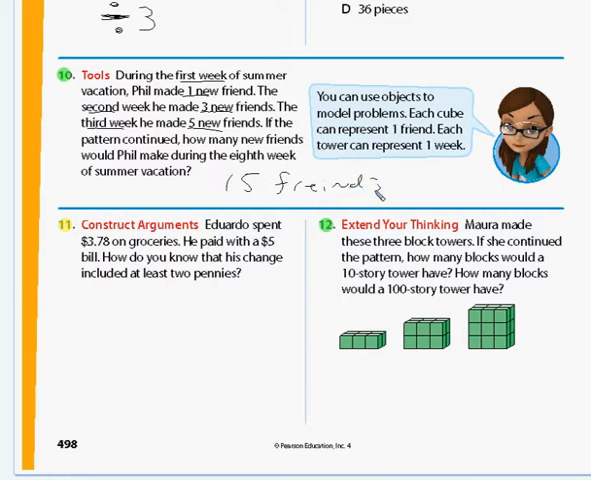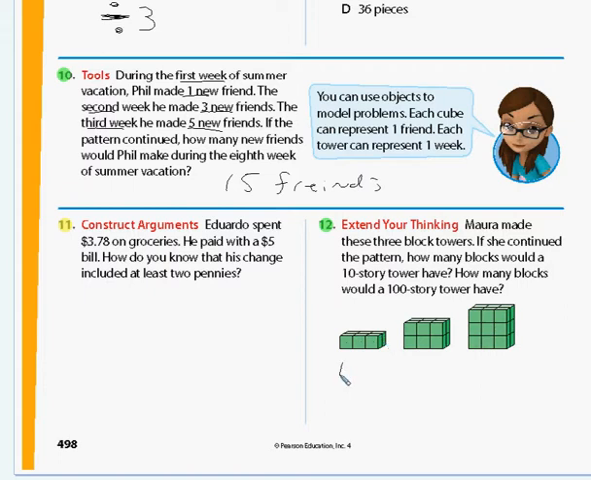And problem number 12. Okay, she made these 3 block towers. Okay, if she continues a pattern, how many blocks would a 10-story tower have, and how many blocks would a 100-story tower have? And not a super difficult problem. Okay, because we can look. 1 story. Okay, we'll go ahead and make a table. We make a little table here real quick.